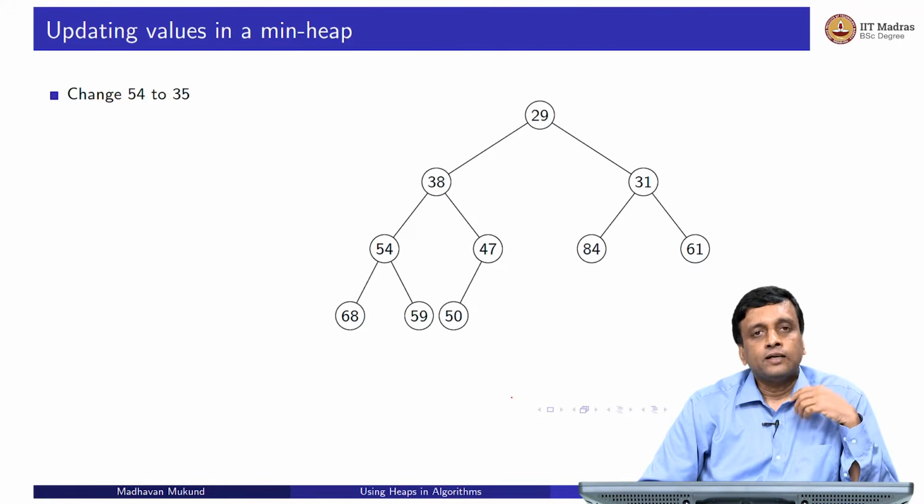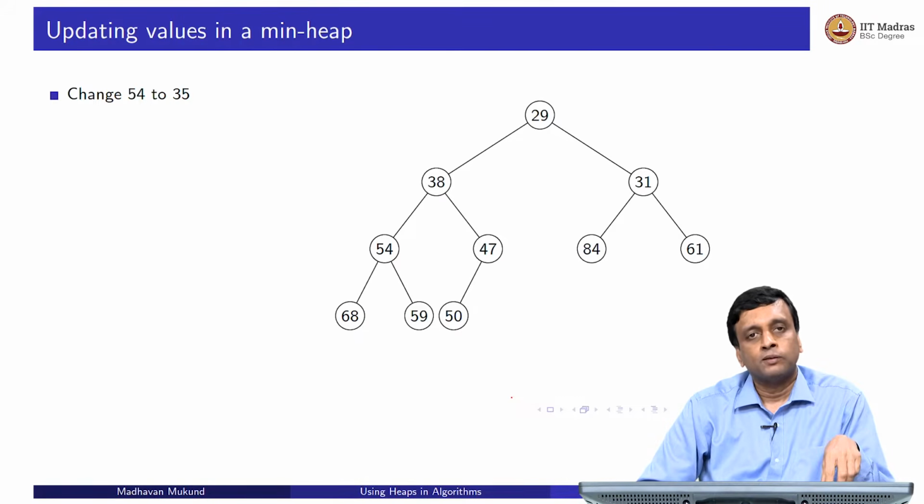So what we are going to see now is how to update values in a heap. What we have seen earlier is how to insert a new value into a heap, add a node, and delete the minimum value: remove the value at the root, remove one node at the bottom, and then readjust the heap. And now we want to modify a value.